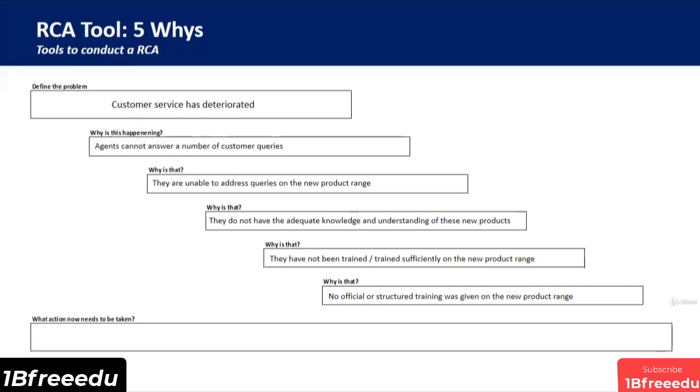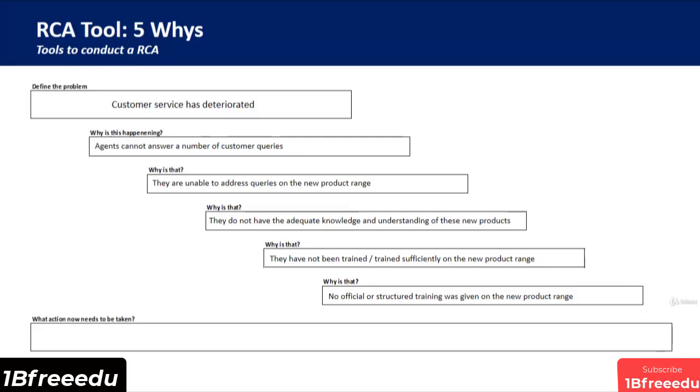So at this point, the team feel it's comfortable to stop, right? Customer service has deteriorated because people don't know what they should know about those particular products. We know there's a direct impact there, right? Customers are complaining about the current service, and that's because of new products. The new product range, there's a lack of information. Therefore, if there's no training, and we've identified there's no structured training, we know that's something that can be put in place to reduce those errors.